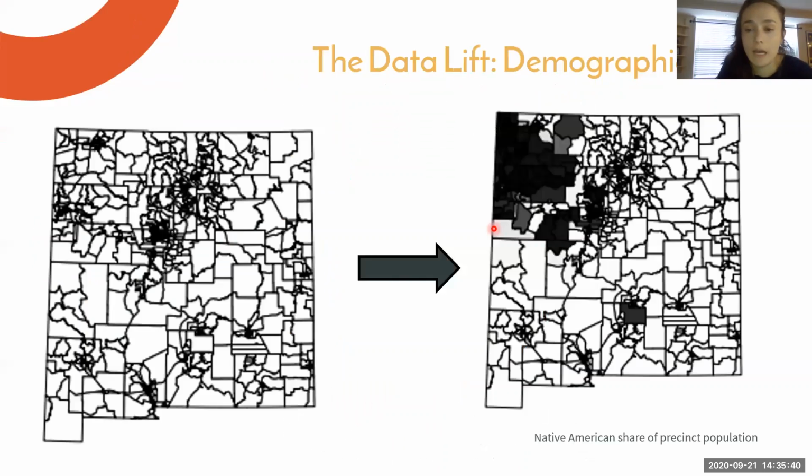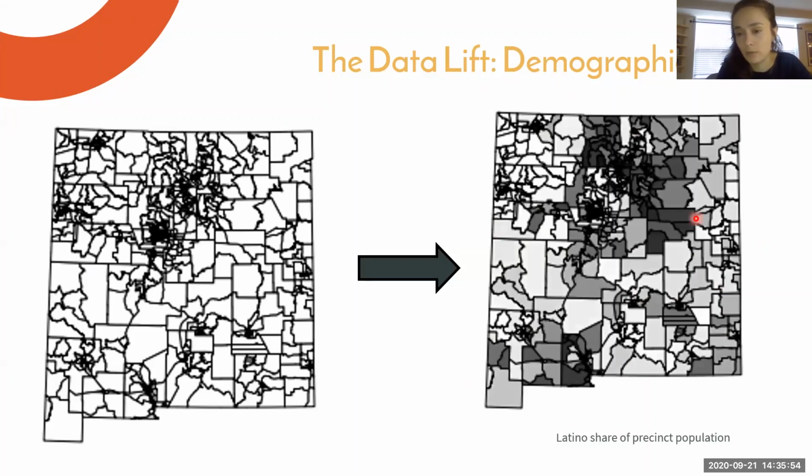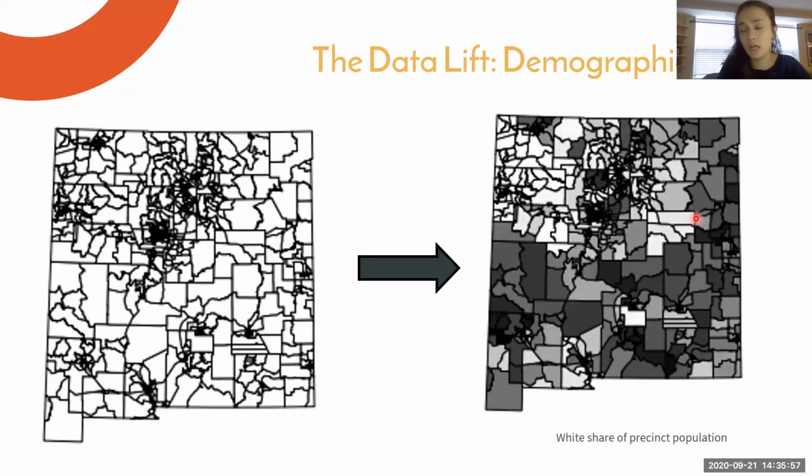Once you've done that, now we've added a layer of information to our precinct shapefile. And I'm showing here on the right, in this picture, the Native American share of precinct population, precinct by precinct. We can do the same thing for the Latino share and the white share. And so now we have all this extra data traveling around with our shapefile.